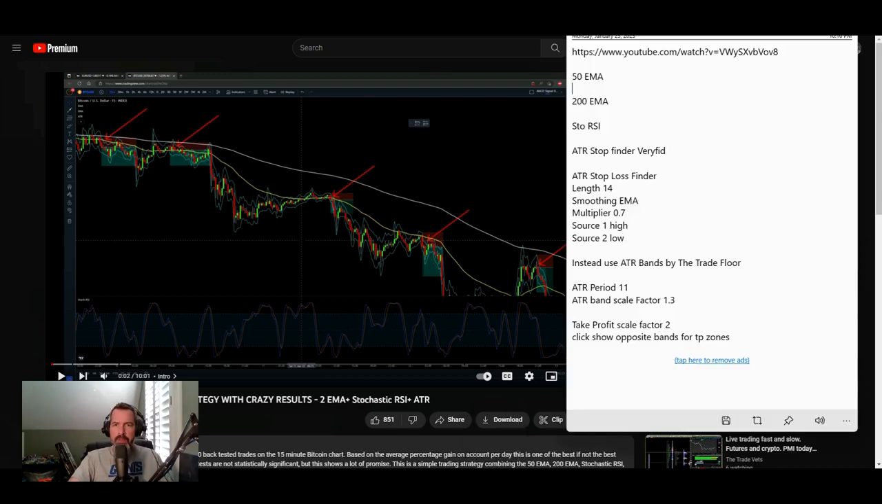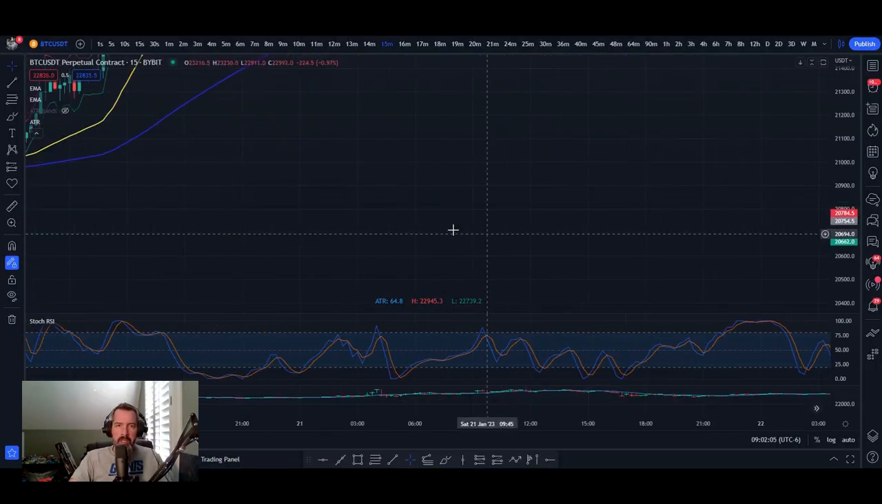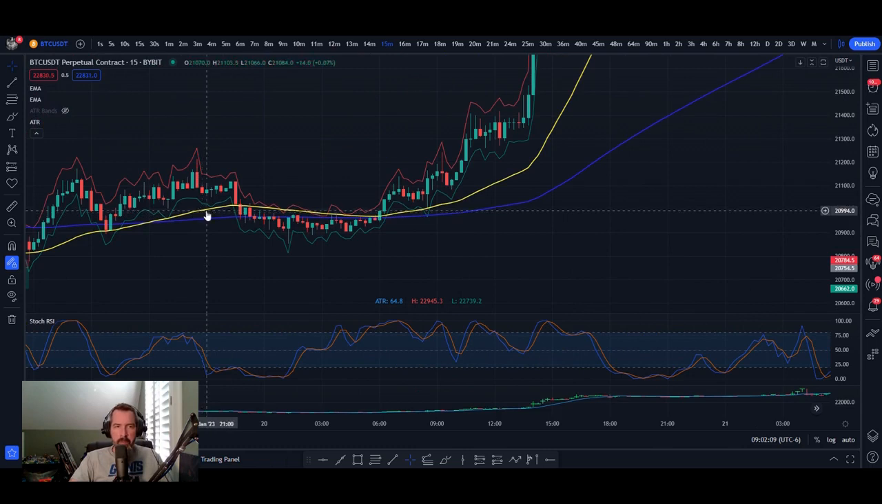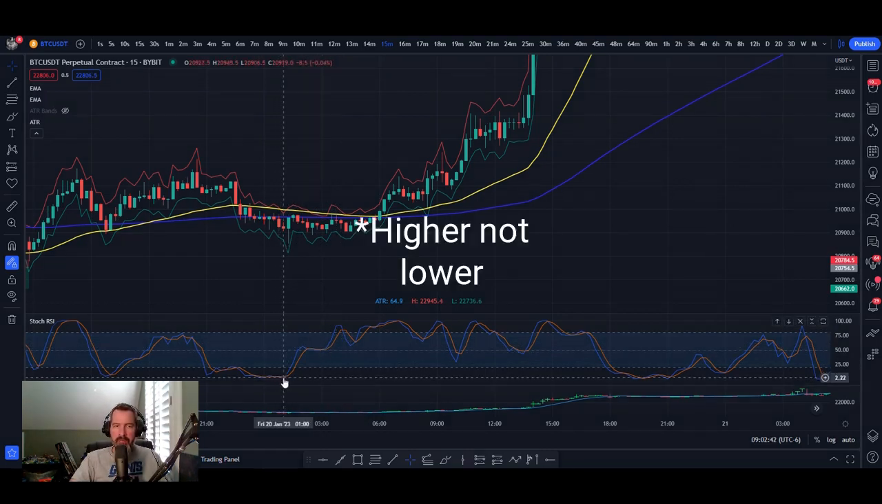So I took notes like I always do. And the basic premise of this strategy is you're going to use the 50, the 200, and the stochastic RSI. So for a long entry, you want the 50 EMA to be above the 200. You want price to come down below the 50. You are only going to start looking for a long if the RSI is below the 20 line, and you're going to enter on the next cross of the stochastic RSI. So next cross up as long as it's lower than the first cross.